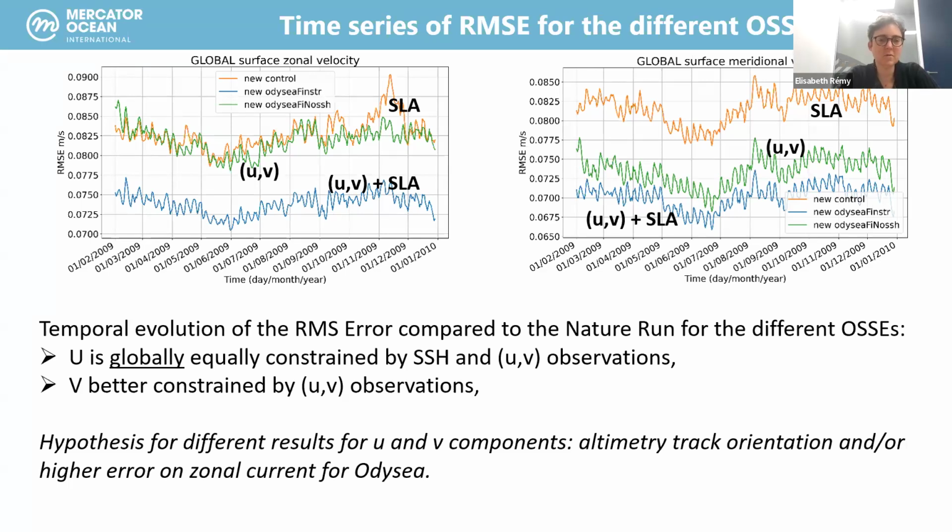So over the time of, it's less than a year, because we removed the first months since it's kind of a setup for those experiments. The hypothesis for these differences between U and V components, there are 2 possibilities, we think. It's the altimetry track orientations that really help to constrain the perpendicular component, but there is also the fact that there's higher error on zonal currents for Odysea. So we don't know how those reasons are contributing to these overall results.